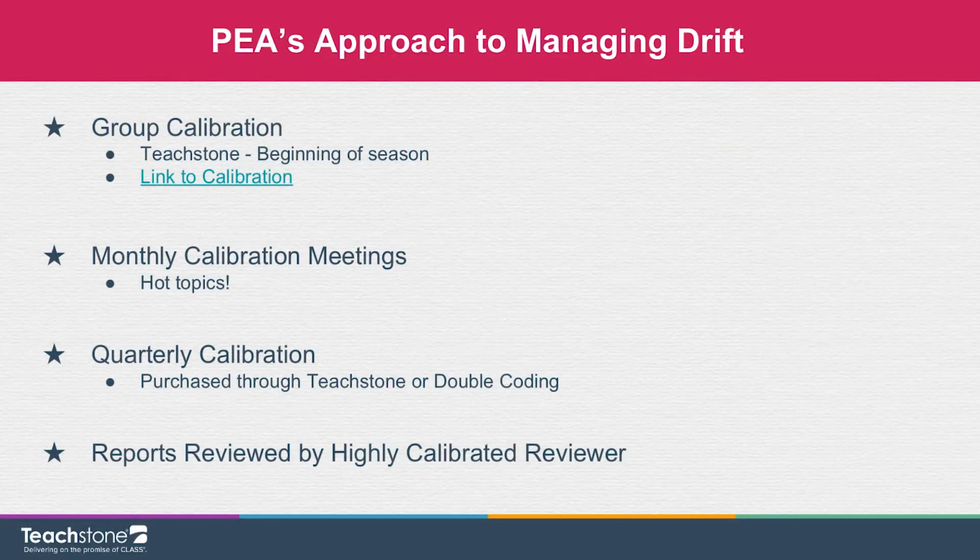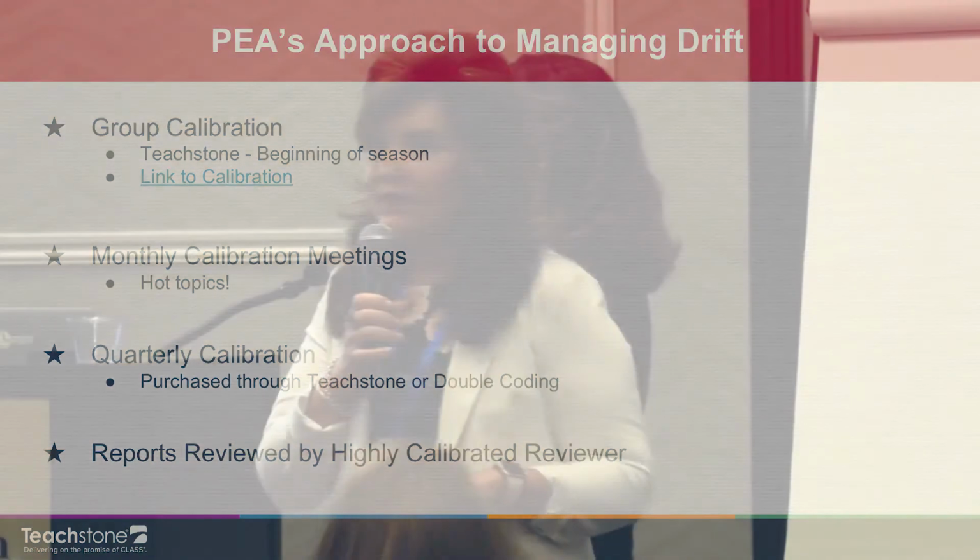And then we also do quarterly calibrations that we purchase through Teachstone. My assessors have to prove that they're reliable on a quarterly basis through Teachstone. And if they choose not to buy the calibration through Teachstone, we give them the opportunity to do something else.